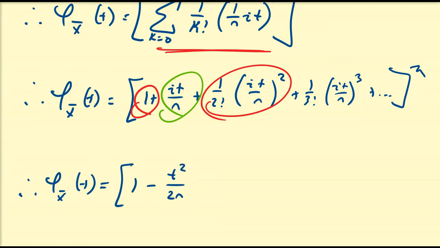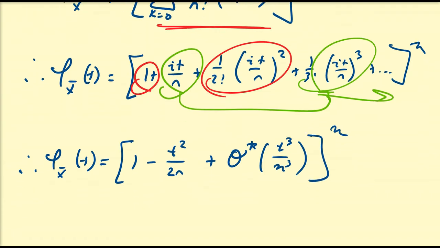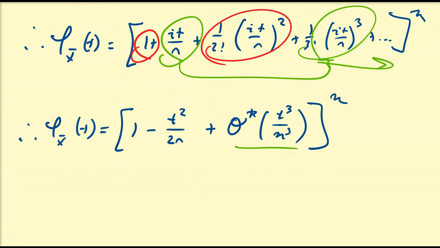So this term here is a complex term, the next is a complex term. So we're going to group it and all of its following terms in an order series. So this is going to be plus O star of t cubed over n cubed. So this is going to encapsulate all imaginary terms and all real terms of order 3 or higher.